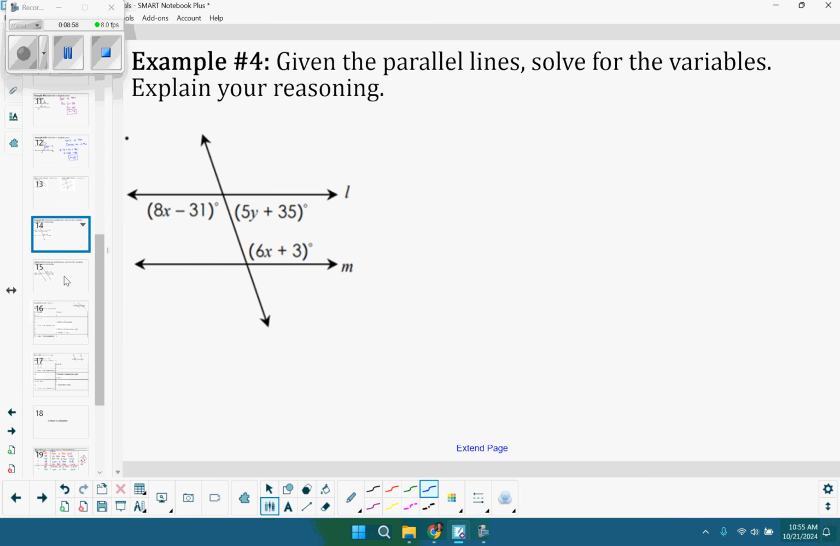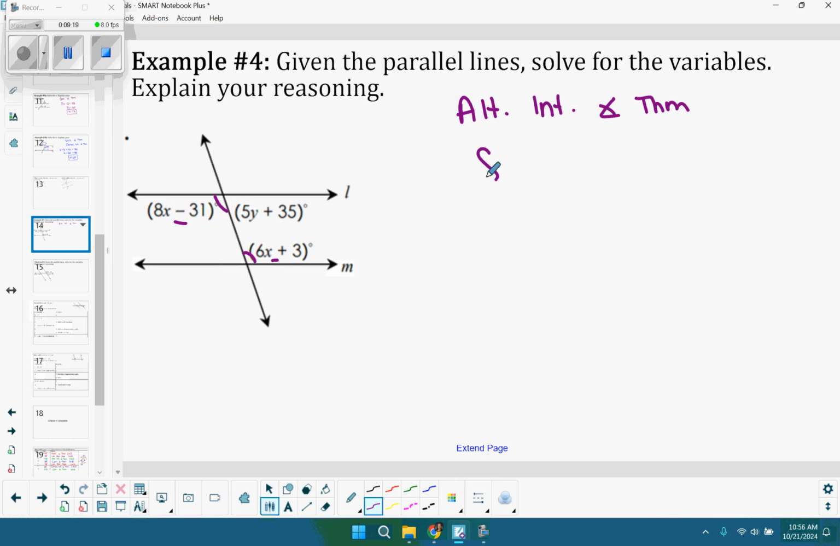In example 4, it's the same as we really had for example 3, but now there's 2 variables. So I'm going to focus on the 2 that have the same variable first. There's an x in this corner and an x in this corner. These angles are alternate interior angles. So I'm going to start with the alternate interior angle theorem.